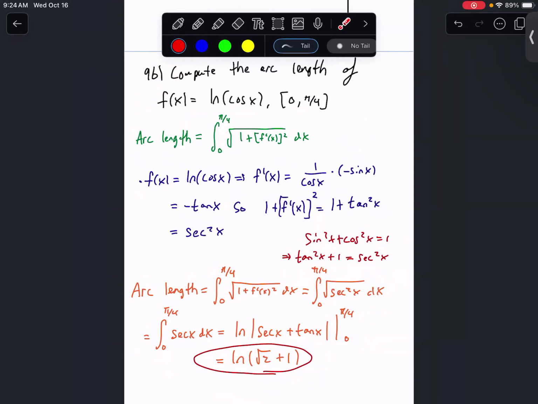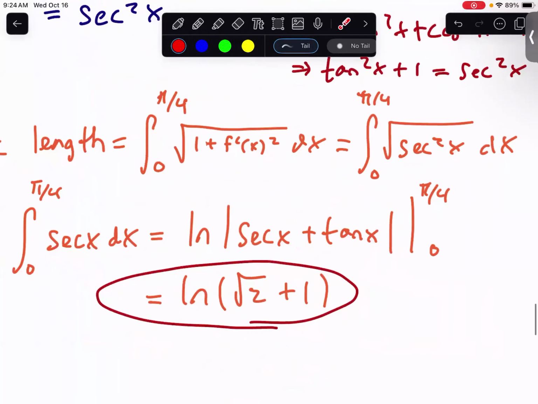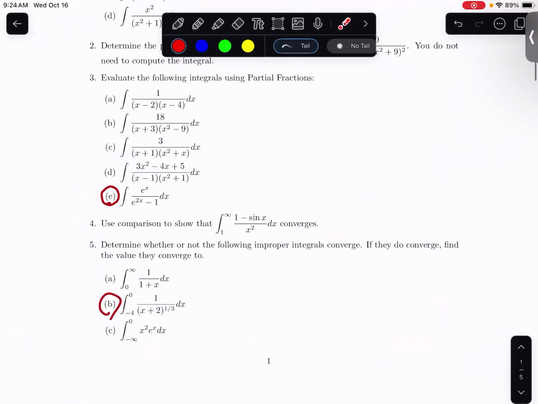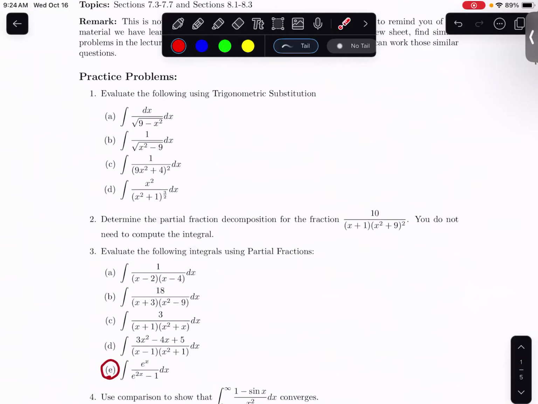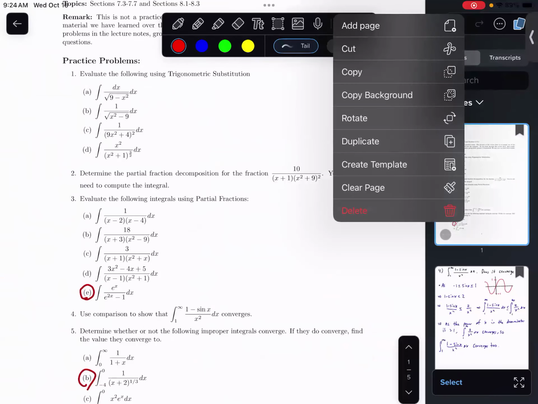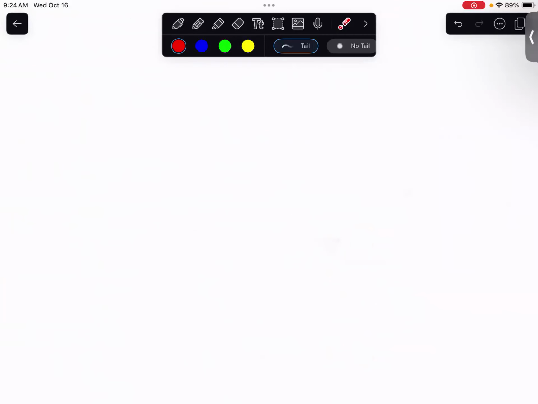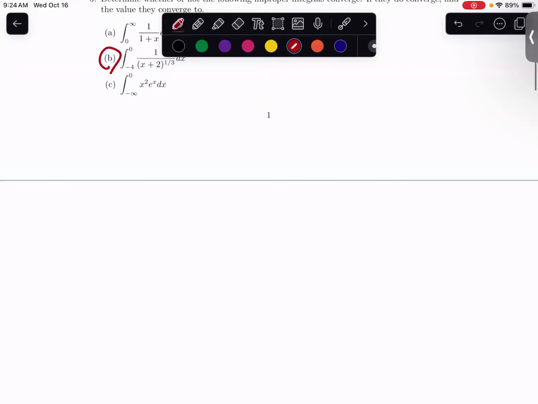Okay, what next? What other problems? 1c. Yeah, I think this should be a trig sub problem. Okay. So 1c is to do the following integral. For 1c, we have the integral of 1 over 9x squared plus 4 squared dx.